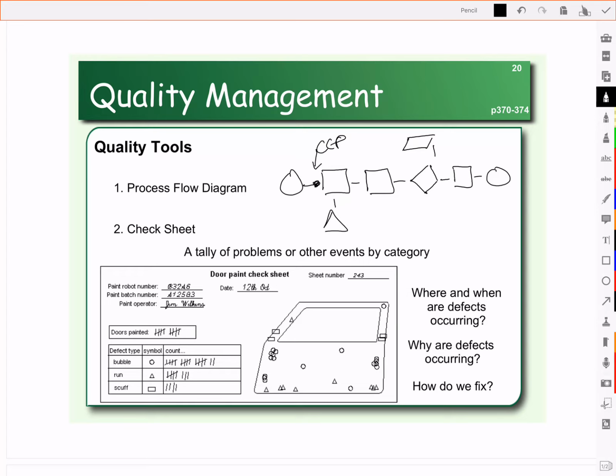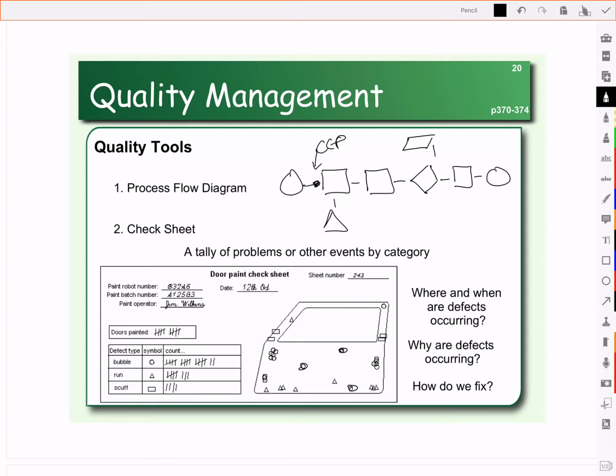Other quality tools, the second one we're going to look at is what is called a check sheet. A check sheet has a diagram of your product and then a list of types of defects. And so what we're doing is we're looking at the different types of defects and where they occur. So you'll notice in this image here, we have circles that denote bubbles in our paint. So we have a company that's painting vehicles, and so here's the door, and here we have a bubble, and here we have a bubble in the paint.